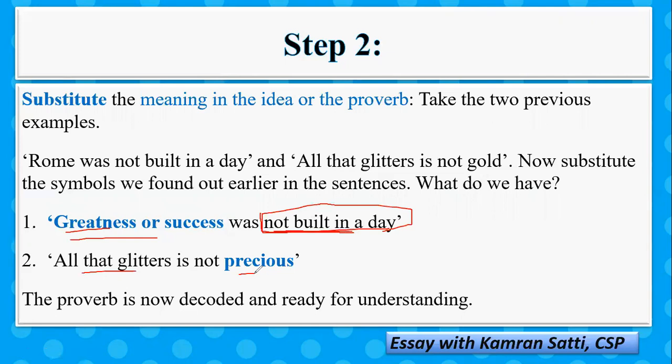So all that glitters, all that looks attractive on the face of it, all those things which look precious are not actually all that important. So we have to read between the lines. Sometimes we shouldn't be taking things at face value. That is what the second proverb means. So this is how we decode a proverb or a literary phrase, so to speak.